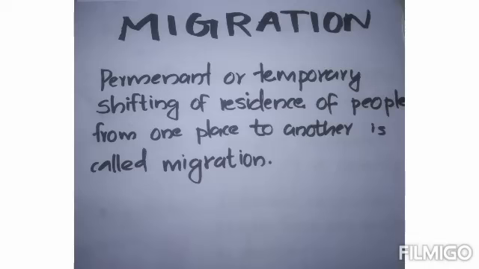This international migration is again classified into two types. First one is immigration and second one is emigration. Immigration is the inward movement of people towards a country, and emigration is just the opposite. That is, the outward migration of people from one country to another is known as emigration. Immigration is the inward movement and emigration is the outward migration. This is the basic difference between immigration and emigration.